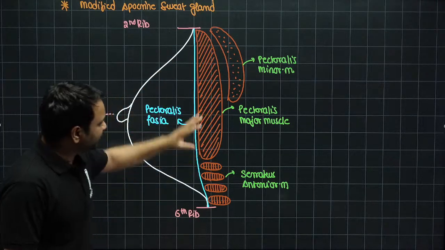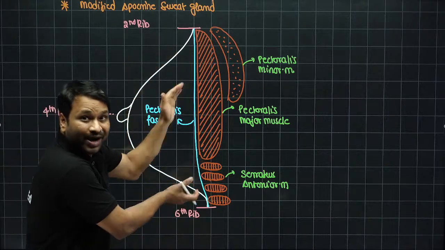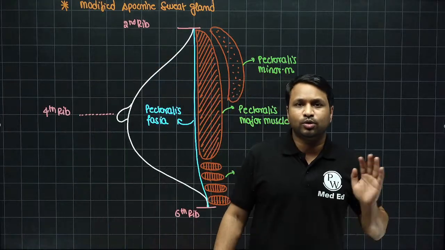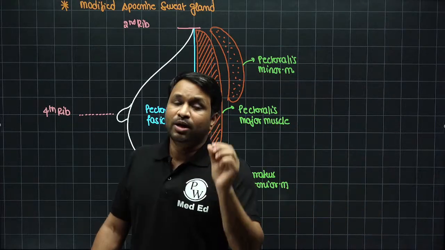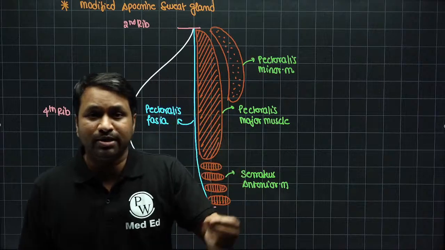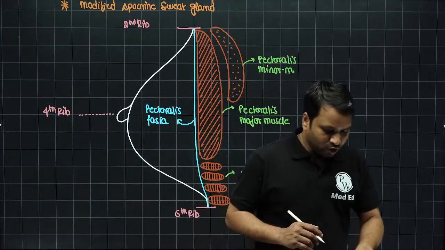Behind the pectoralis fascia, you have two muscles, the pectoralis major and the serratus anterior, which provide the resting surface of the breast, and behind the pectoralis major you have the pectoralis minor muscle. So do not goof up when I ask you what are the resting muscles of the breast. The breast rests upon two muscles. One is your pectoralis major, another one is your serratus anterior group of muscle.